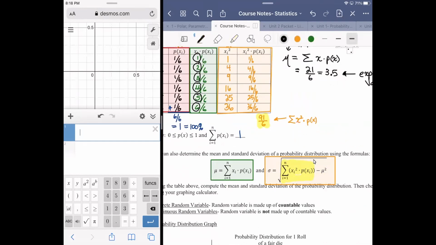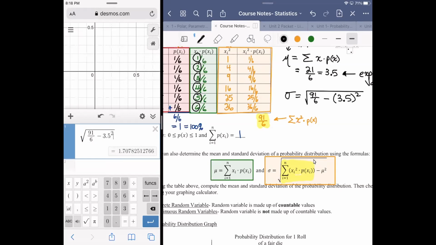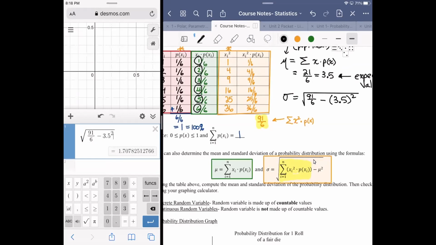So my standard deviation would be equal to, I'm going to create a radical here, 91 over 6 minus 3.5 squared. I'm going to let the calculator do that for me. And you get about 1.708, approximately.